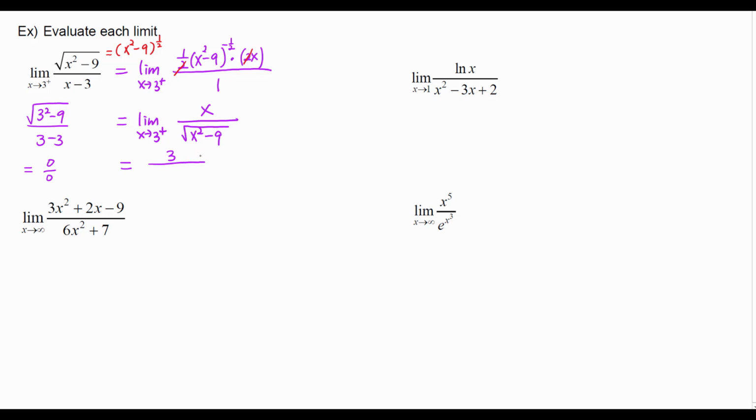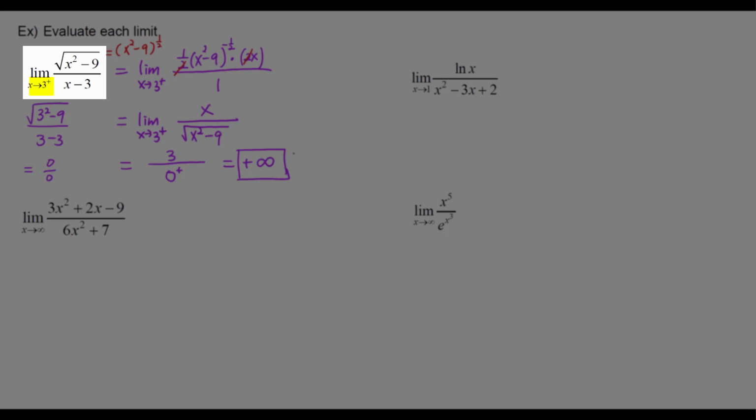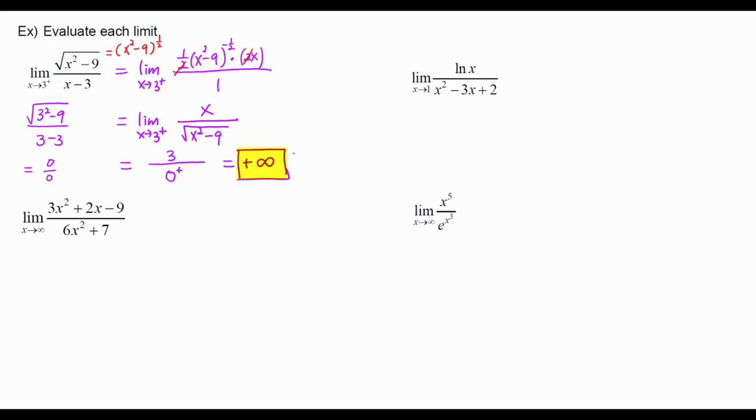And 3 from the right, it's 3.00001 squared minus 9, which is a positive number getting close to 0. So you actually get positive infinity. The right limit of this function as x approaches 3 is positive infinity.